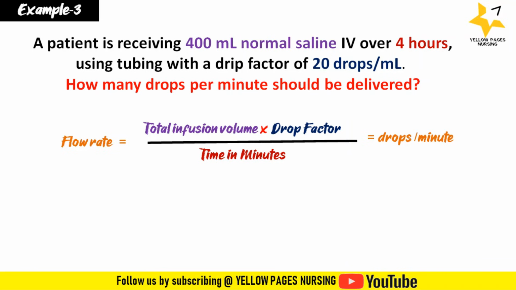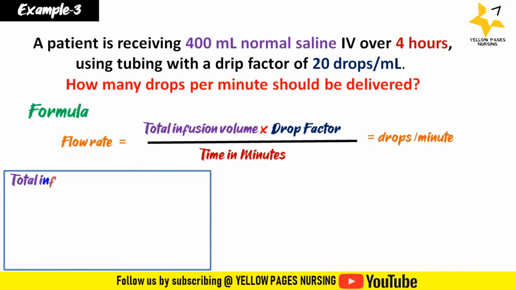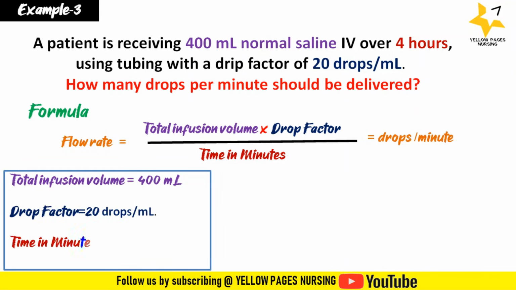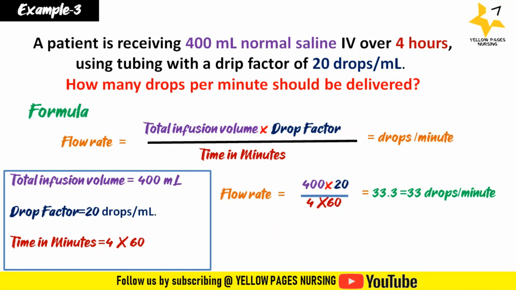As we know the formula already, flow rate is equal to total infusion volume multiplied by drop factor divided by time in minutes, which gives drops per minute. Here, the total infusion volume is 400 ml, drop factor is 20 drops per ml, time in minutes will be 4 multiplied by 60, and applying all in the formula, we get flow rate is equal to 400 multiplied by 20 divided by 4 multiplied by 60, which gives 33.3. So we set 33 drops per minute.